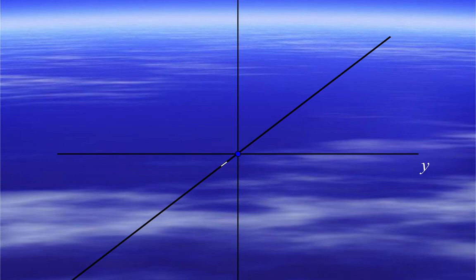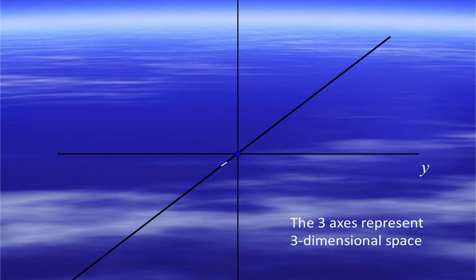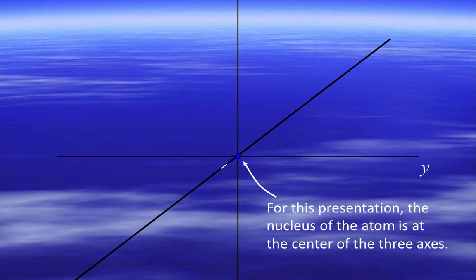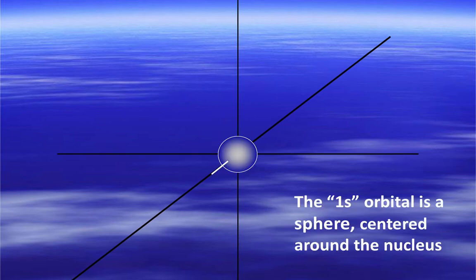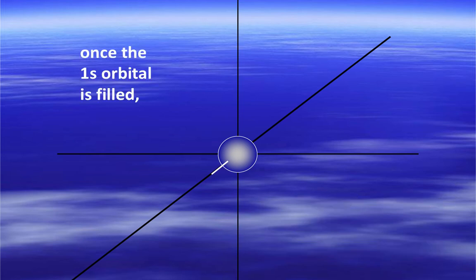So let's build sodium here. You have to imagine that the atom is sitting on an XYZ plane, right? It's 3-dimensional, and here in the center is where our nucleus would be. The axes are represented by 3-dimensional space. For this presentation, the nucleus is going to be at the center of all 3 axes. So I have 1s, a spherical shape centered around the nucleus. 1s is filled with 2 electrons.